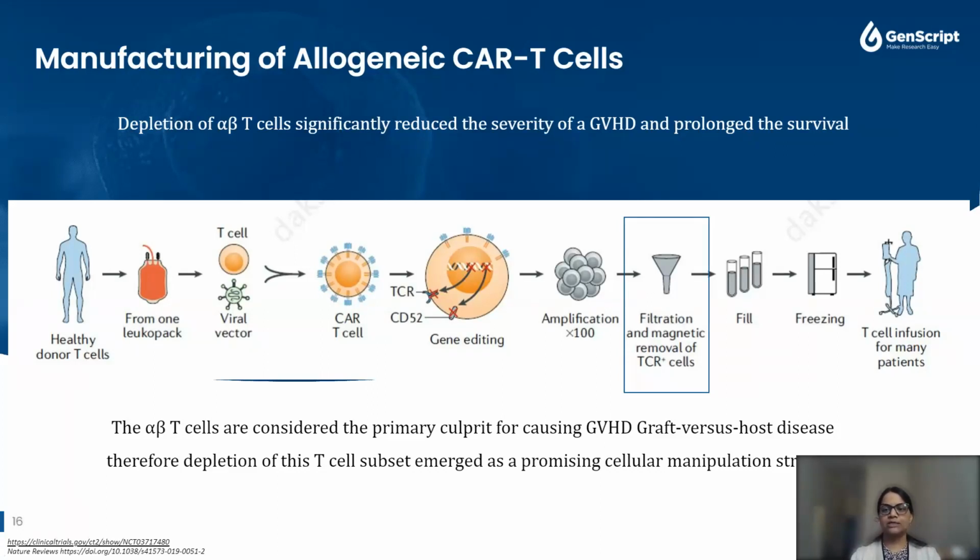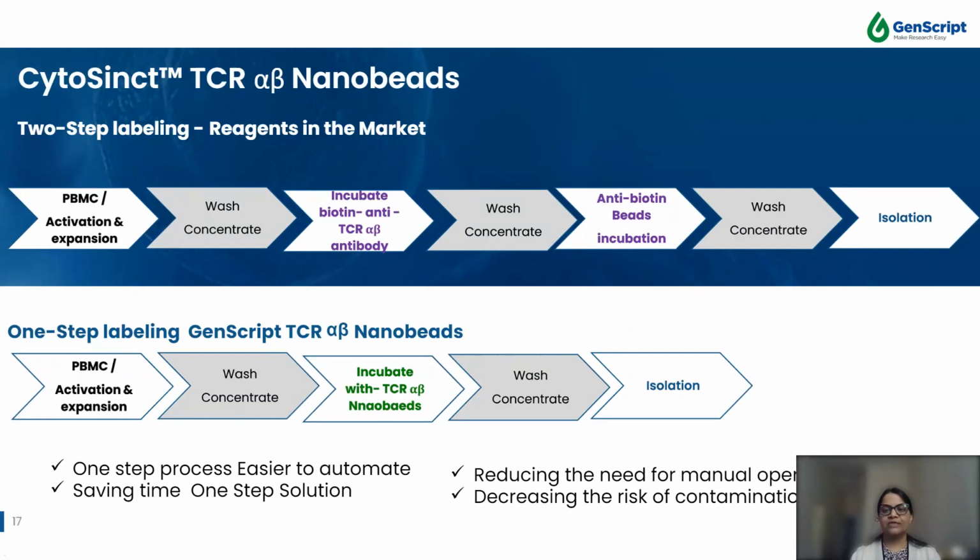Therefore, allogeneic CAR T cell developers address this issue with different techniques, and one of them is removal of alpha beta TCR positive cells using immunomagnetic separation technology. To facilitate TCR alpha beta depletion or selection, GenScript offers the Cytosinct TCR alpha beta nanobeads.